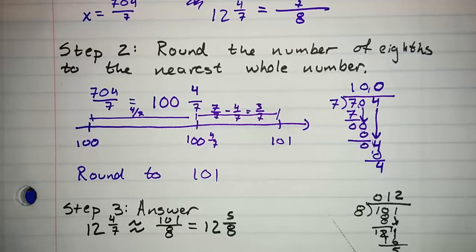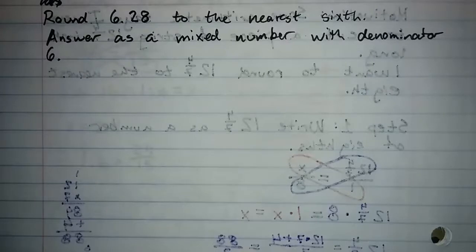So again, this is a useful technique if we want to measure, and we're using measuring instruments that are marked in a certain way. Let me give you one of these to try. Round the number 6.28 to the nearest sixth. Answer is a mixed number with 6 in the denominator. So even if your answer has 6 in the denominator and could simplify, leave the denominator as 6. Pause the video and try this now.